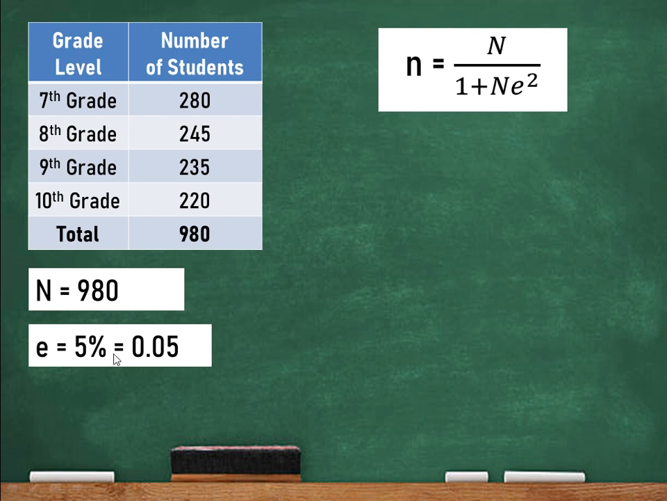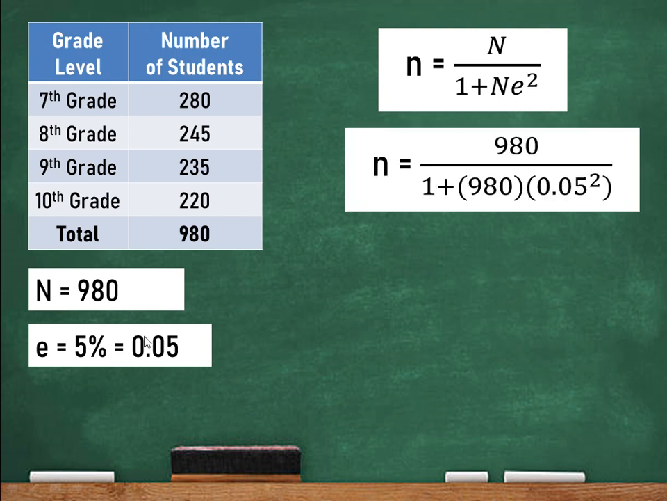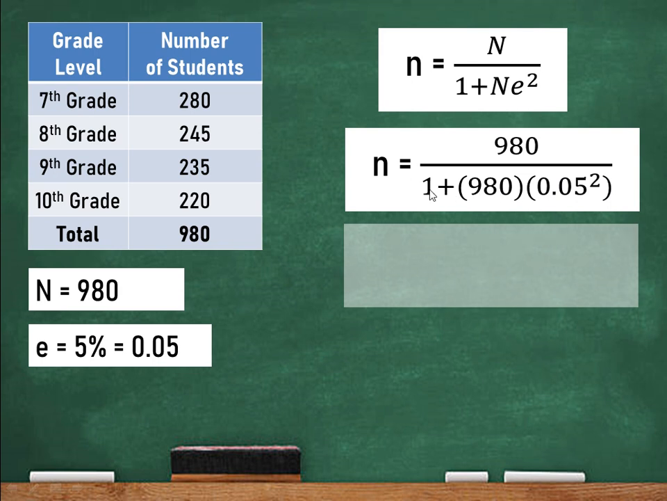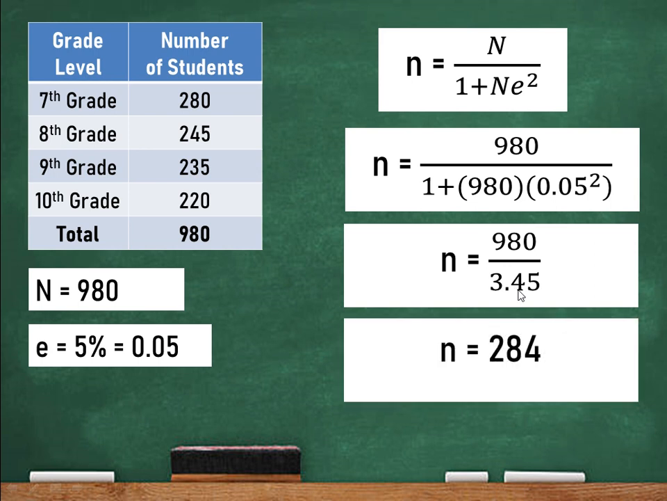substitute these values. Here, we have 980 divided by 1 plus 980 times the square of the margin of error, which is 0.05. To simplify the denominator, we first square 0.05, then multiply it by 980, then add 1. Therefore, 980 divided by 3.45 gives us the sample size of 284.